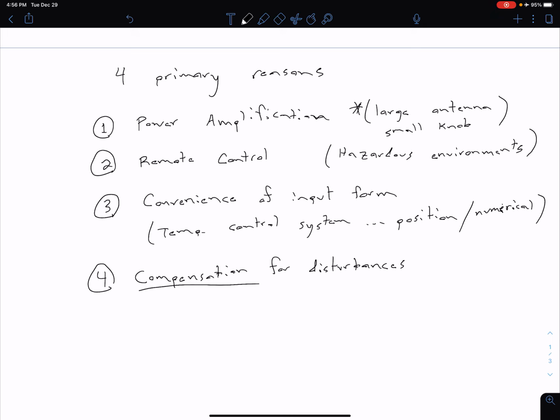We could also talk about our temperature control system. Maybe we have a window open in a house, and let's say it's really cold outside. If we're heating the house and we have an open window letting cold air in, our thermostat should be able to detect that and adjust accordingly. These are examples of compensating for disturbances. Again, we'll come back and talk about that in more detail later on.